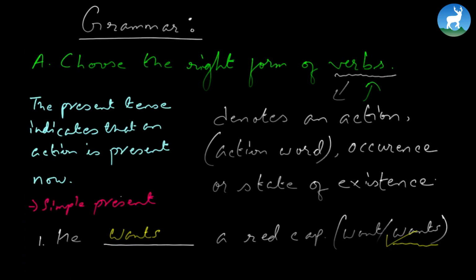Whenever we come across he, she, it, or even they, always remember that for the third person, like he, she, they, the subject can be singular or plural. Understand two things. If the third person is singular, then we always add s at last. Remember what I'm saying. In simple present, for the third person, like he, she, it, if the subject is singular, we add s at the last. That's why he wants a red cap. You understand? Now let's move on further.